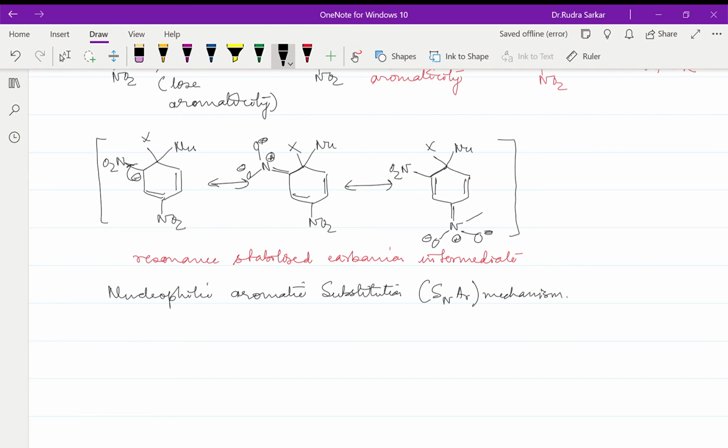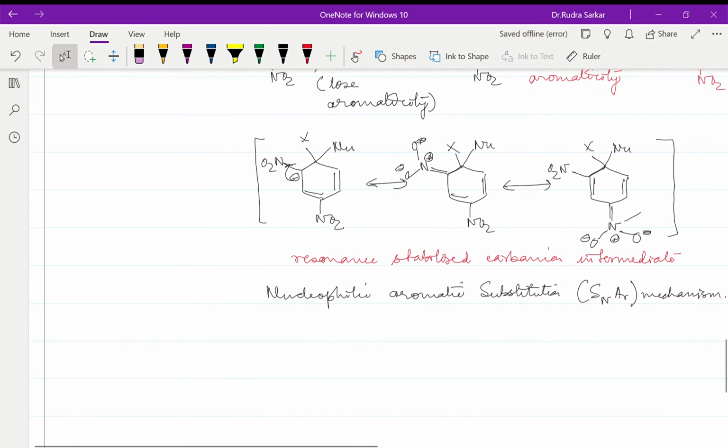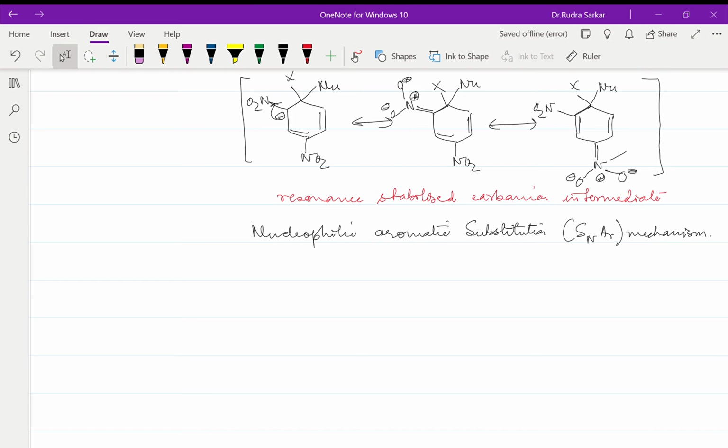Now let us use this to synthesize a few more molecules. So let us say we have a molecule given to us over here. We have a nitro group out here, and there is a bromo group at the 4 and 3 position. The question is, which bromine will be replaced when we use a nucleophile?